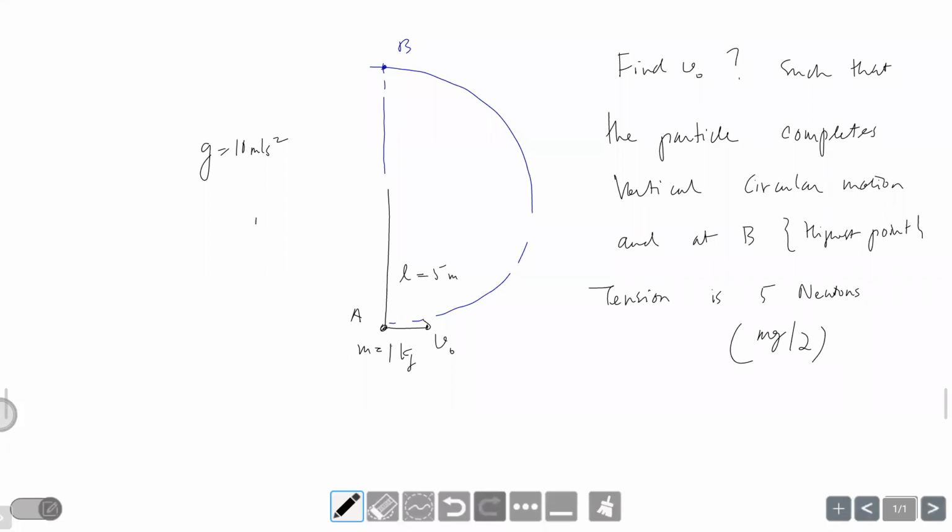So basically, what you get at the top is mg plus tension equals mv square by L. Mg plus T is mv square by L, right? And our tension is mg by 2. So mv square by L is how much? 3 by 2 mg. So V is root of 3 by 2 gL at the top. Root of 3 by 2 gL is root of 10 times 3 by 2, and L is 5. So you will get root 75.